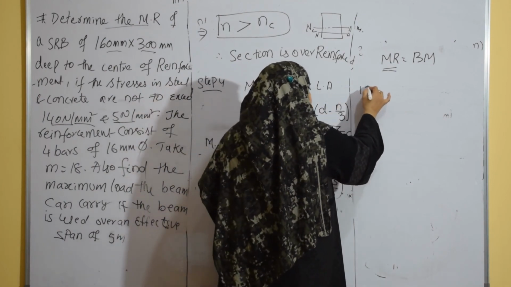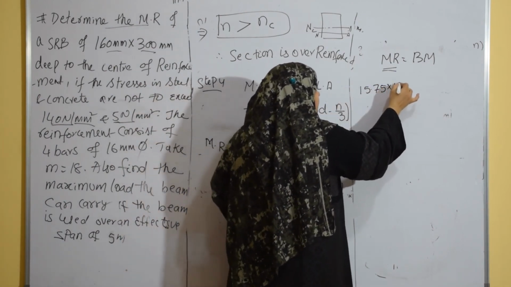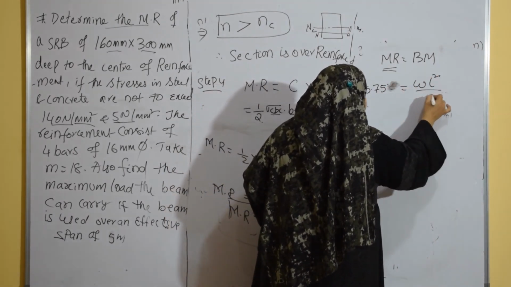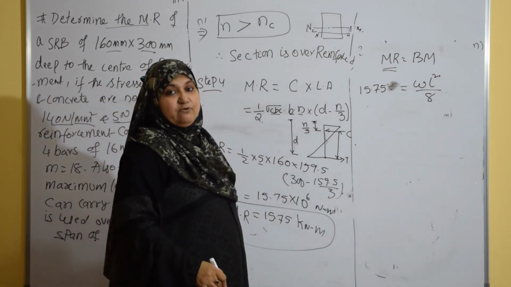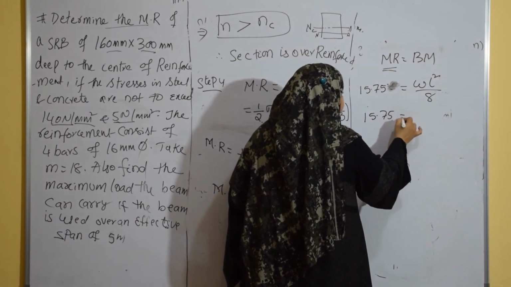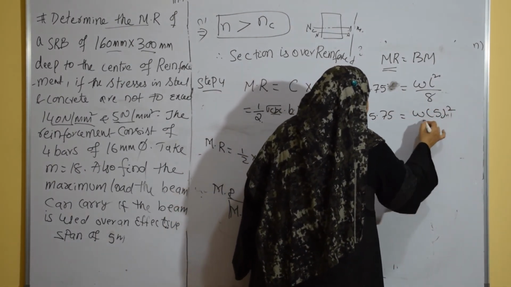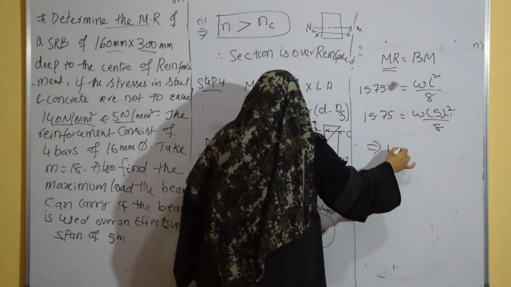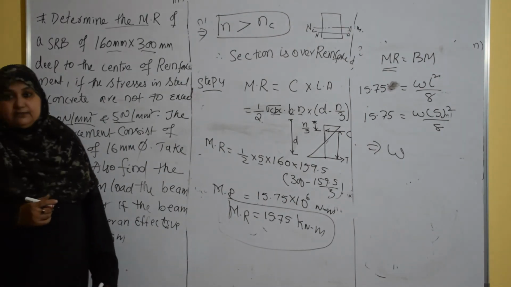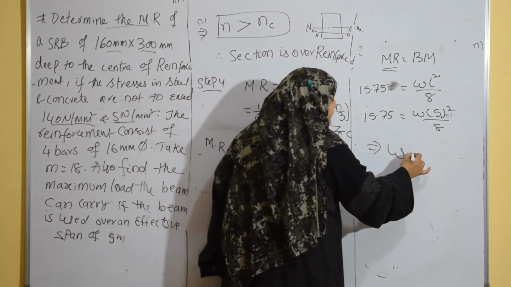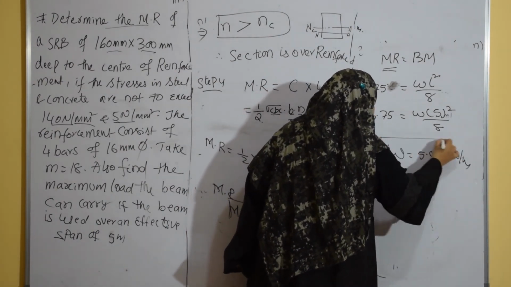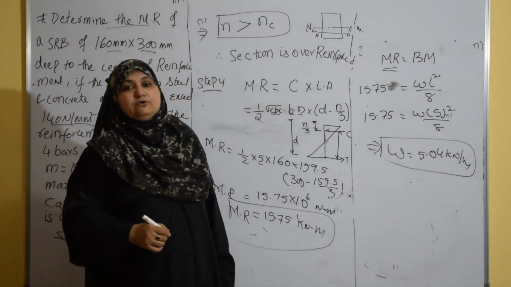So you got this as 15.75, no need of into 10, this is kilonewton meter, and bending moment is W into L square by 8, because it's simply supported over an effective span of 5 meters. So everything is there. This is in kilonewton meter only, W into 5 square by 8. So from this, if you cross multiply, you get the value of W, that is 5.04. It's a UDL, so it's 5.04 kilonewton per meter. This is the UDL which it can support without failure.